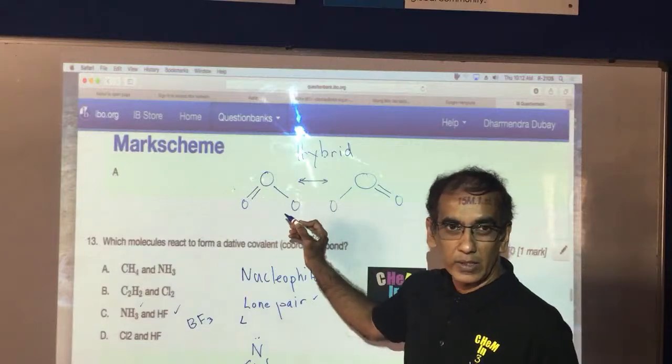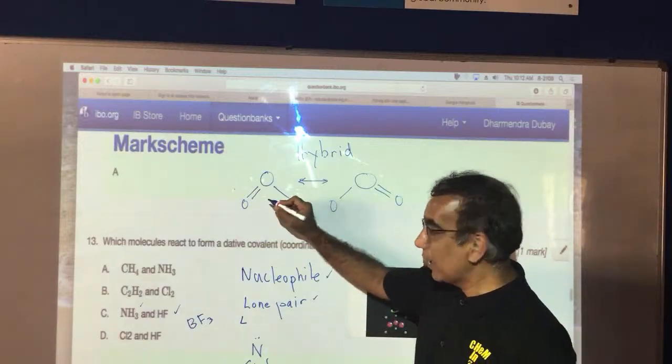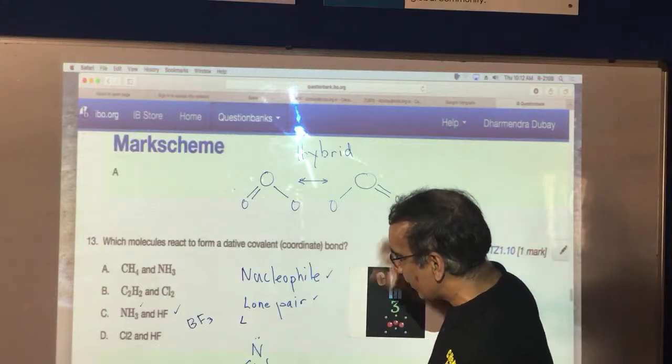It doesn't have any single bonds. Bond strength and bond length data show that it's made up of 1.5 bonds. But that is a separate and apart question from this.